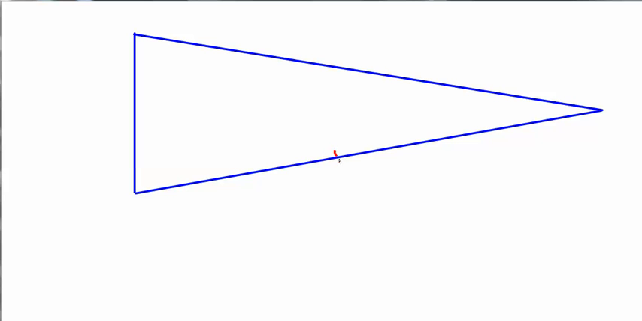Here's how it works. If you get this picture and you're told that that is x degrees and this is 20, and you're asked to solve for x.